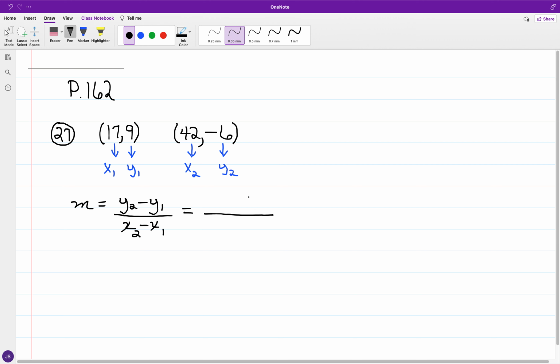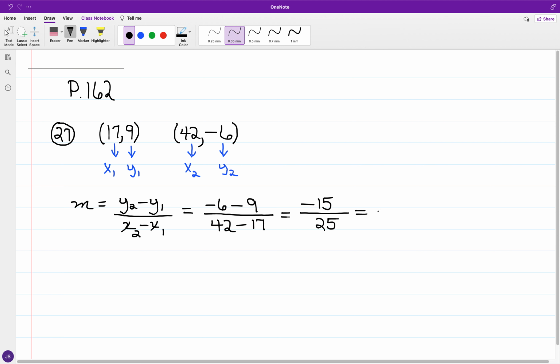So for the change in y, we have y2 minus y1. So this will become negative 6 from y2, and then subtracting y1, so we have negative 6 subtracting 9. And for x2 minus x1, we have x2 at 42, and subtracting x1, we have minus 17. And so for the amount of vertical change, you have negative 6 minus 9, so this will be negative 15, and 42 minus 17 is going to be 25.